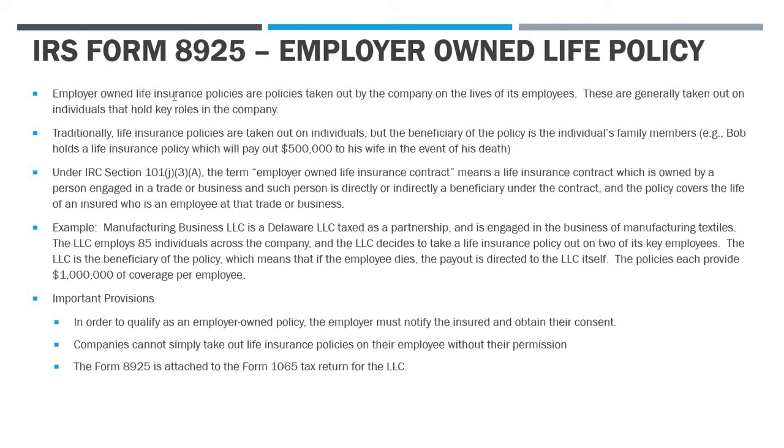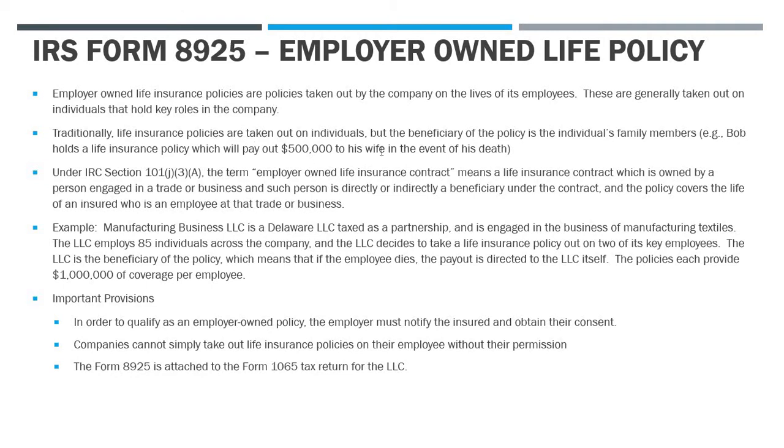So if we start at the top here, just some of the basics. Employer-owned life policies are just that. They're policies that are taken out by the company on the lives of its employees. Generally, these are taken out on individuals that hold key roles in the company. So certain C-suite executives, they might have policies in place to cover those lives because their salaries are really high and they're key personnel that cost a lot of money to find replacements. So if something happens to them, the company wants to be paid out. All right, I mean, that's really, let's call it what it is.